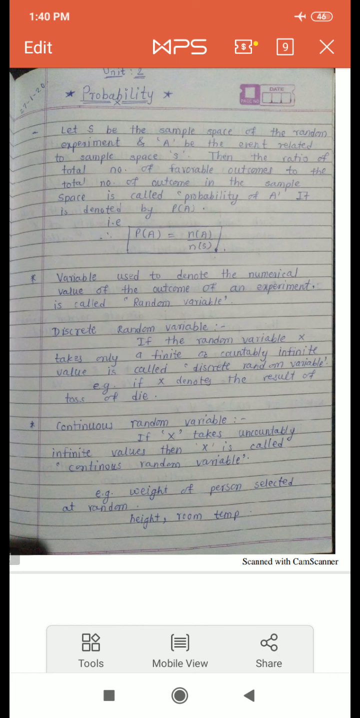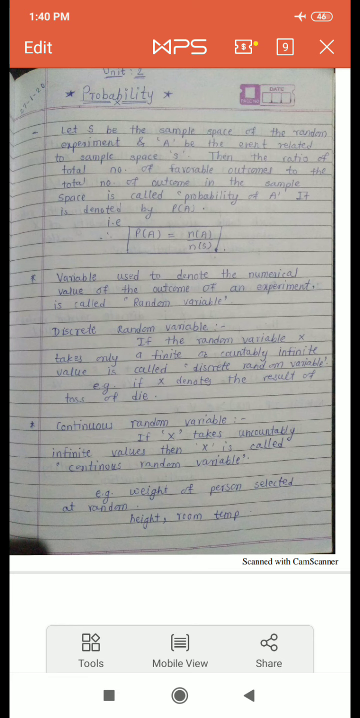Let capital S be the sample space of the random experiment and capital A be the event related to the sample space capital S. Then the ratio of the total number of favorable outcomes to the total number of outcomes in the sample space is called the probability of A. It is denoted by P of A, and the formula is P of A is equal to N of A divided by N of S. Important formula for the objective purpose.